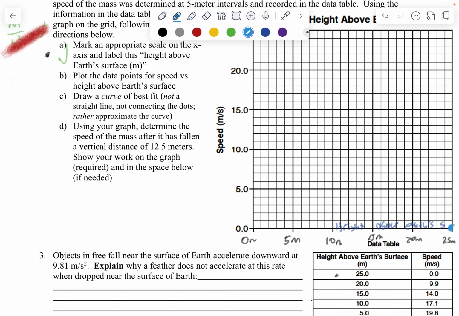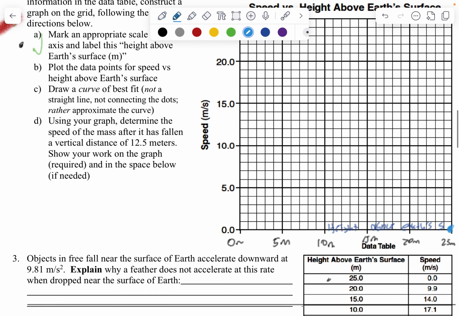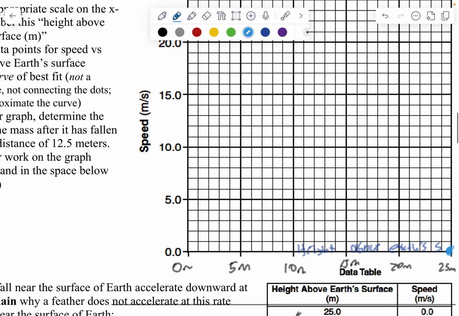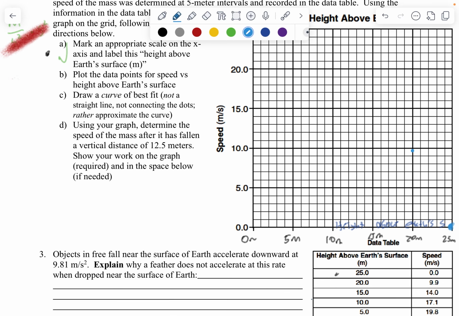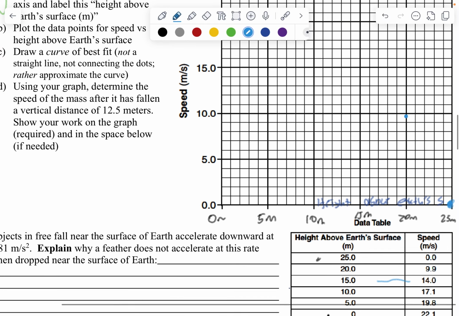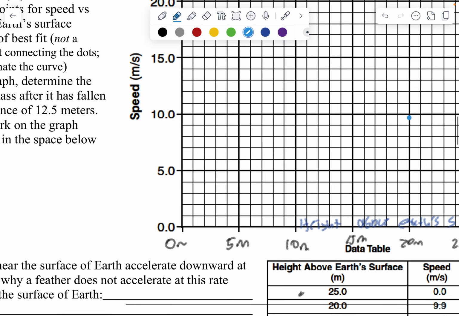So like we just covered, at 25 meters above Earth's surface, where it's starting, the speed will be 0 meters per second. And then at 20 meters above Earth's surface, the speed will be 9.9 meters per second. And so we go on our x-axis to 20 meters, and then we go to 9.9 meters per second. That would be right here. Amazing. And so then 15 meters would be at 14 meters per second, like it says right here. We're just graphing. It's 14 meters per second.